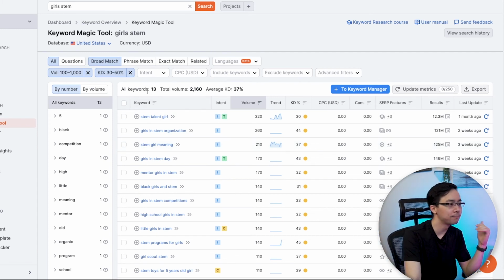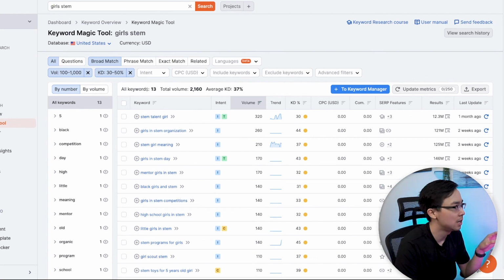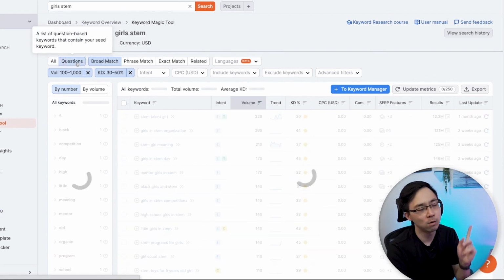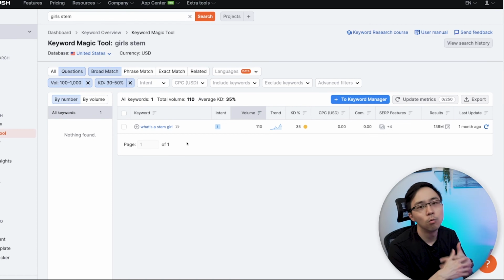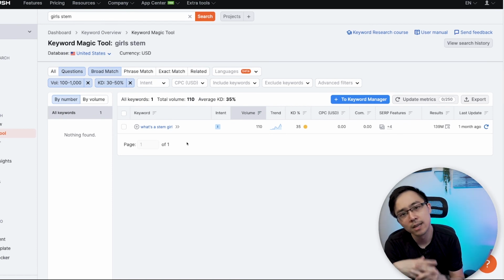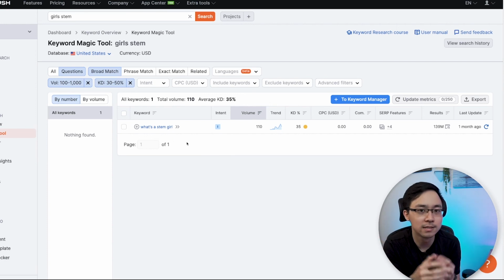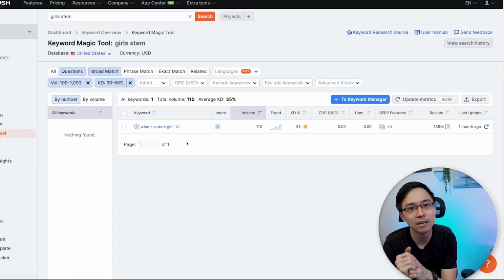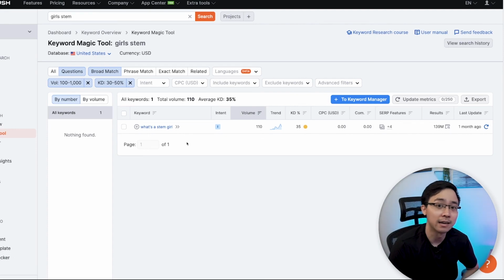Another tip that I'll tell you when you're using the keyword magic tool is that you can check out this questions section to find out what sort of things people are asking, and a lot of People Also Ask snippets. People Also Ask snippets are great because it's often a really easy way for you to rank for some low-hanging fruit in organic research.